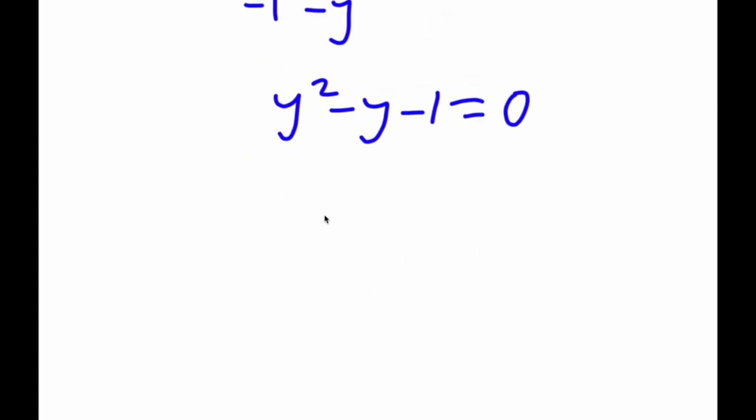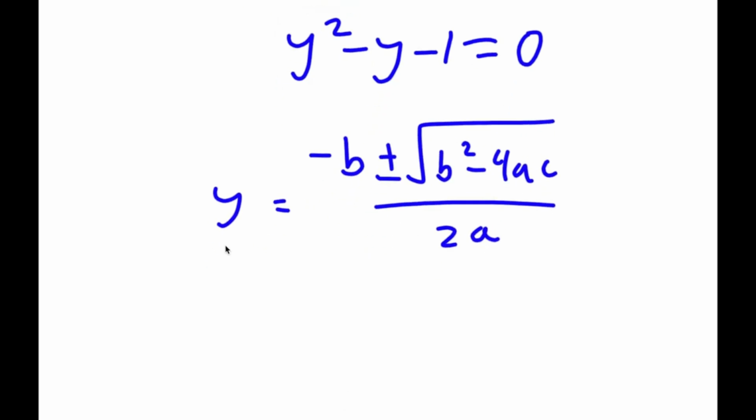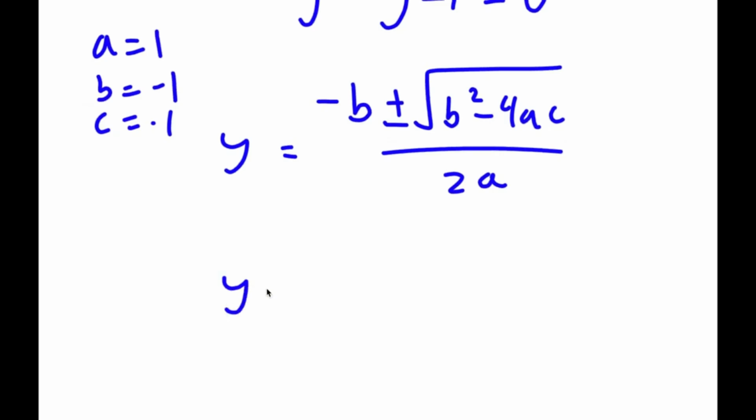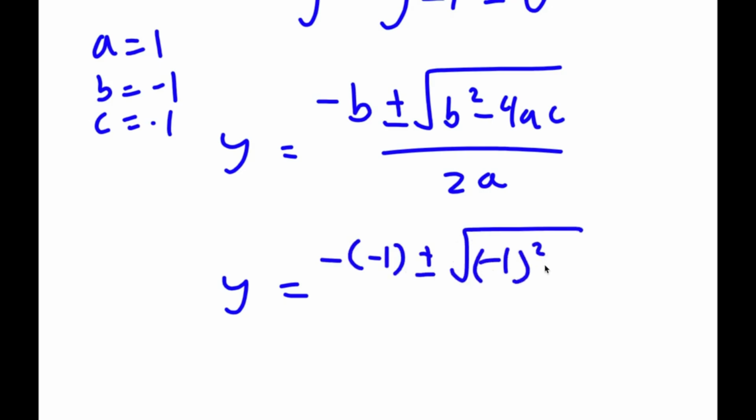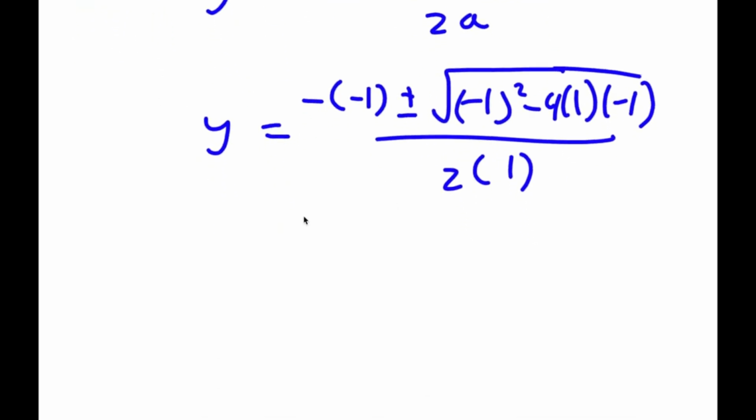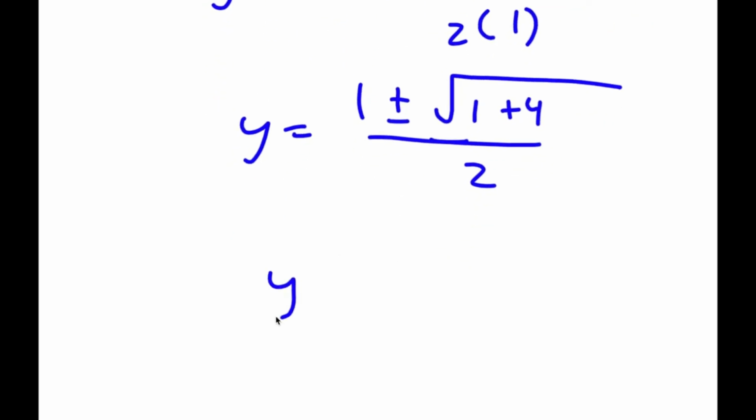Now I'm going to go ahead and solve this. So I'm going to use the quadratic formula, which is negative b plus or minus the square root of b squared minus 4ac all over 2a. So in this case, a is equal to 1, b is equal to negative 1, and c is equal to negative 1. So now I have y is equal to negative of negative 1 plus or minus the square root of negative 1 squared minus 4 times 1 times negative 1 all over 2 times 1. And now this simplifies to 1 plus or minus the square root of 1 plus 4 over 2, which is equal to 1 plus or minus the square root of 5 over 2.